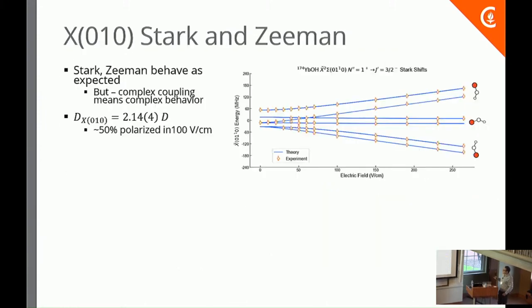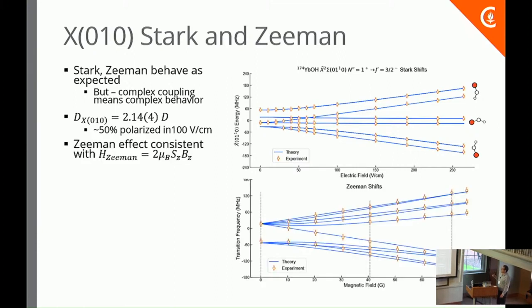We also mapped out the Stark and Zeeman effects. They behave exactly as we predicted, which is good. It's complicated because of the angular momentum coupling, but there weren't any surprises, which we were happy about. The dipole moment's about 2 debye. We get about 50%-ish polarization in small fields of about 100 volts per centimeter. So that's good. The Zeeman effect is consistent with just the electron spin giving all the magnetic g factor.